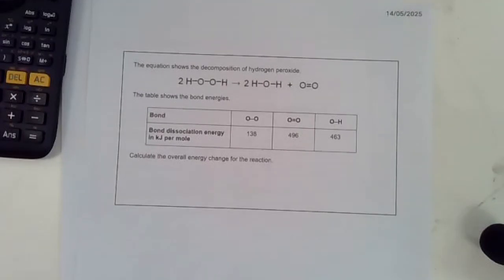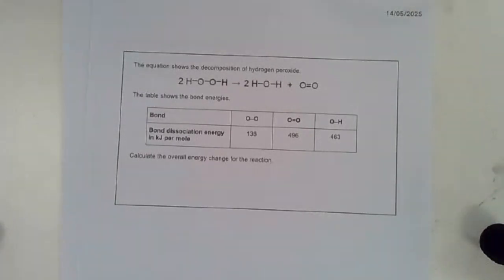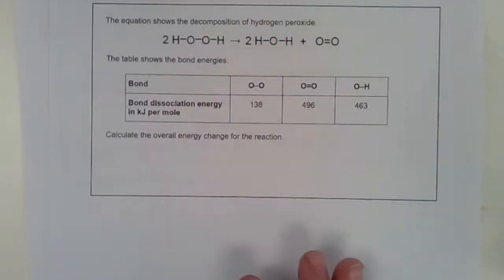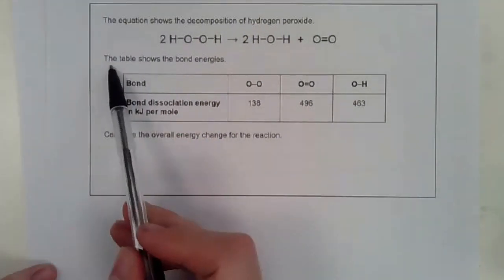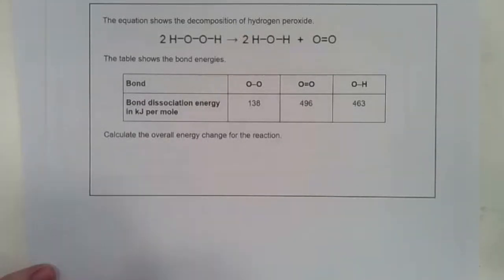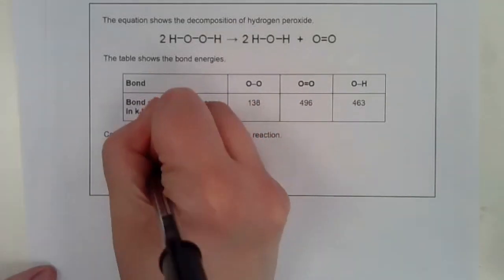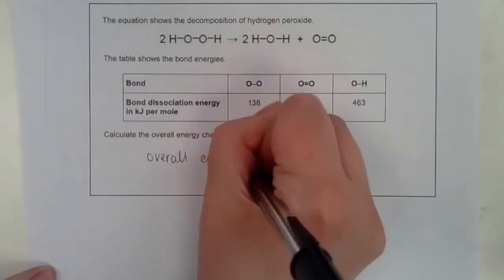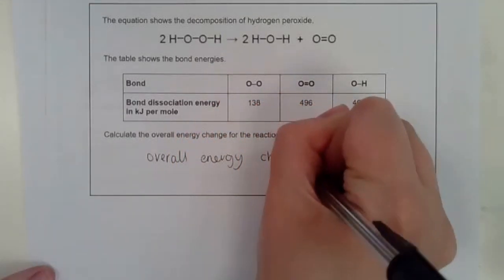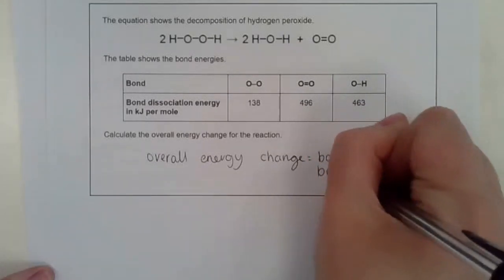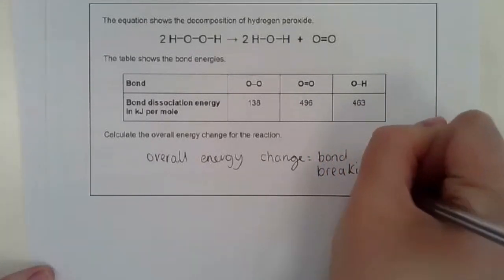We're now going to have a go at our first worked example. The equation shows the decomposition of hydrogen peroxide. The table shows the bond energies. Calculate the overall energy change for the reaction. Well, first things first, my overall energy change is equal to the bond breaking take away the bond making.